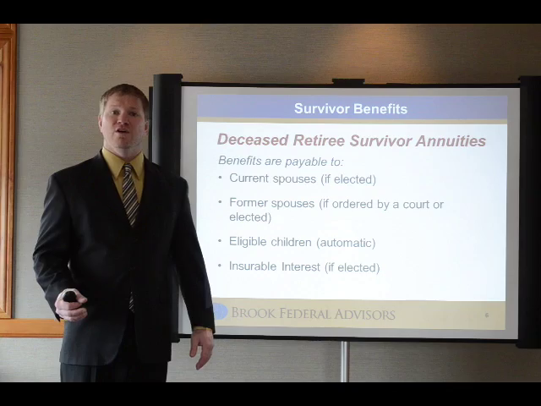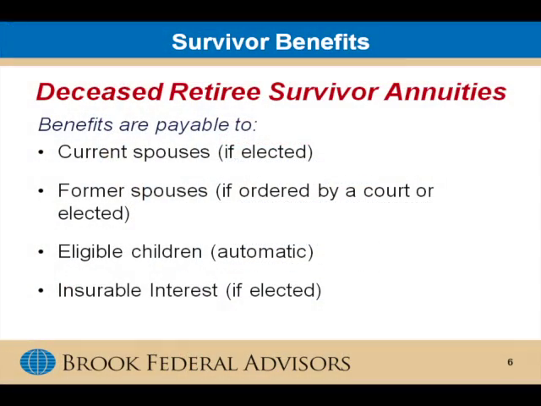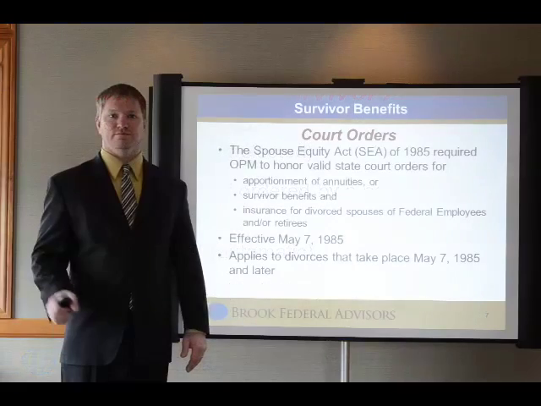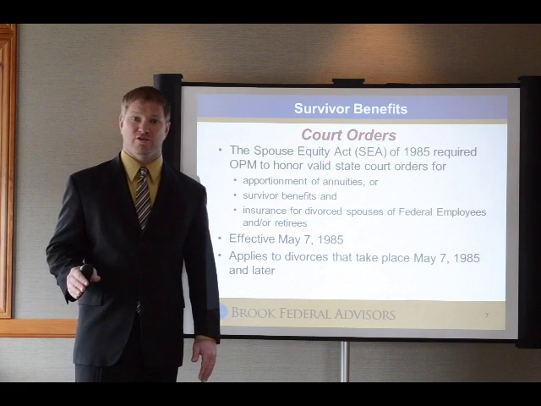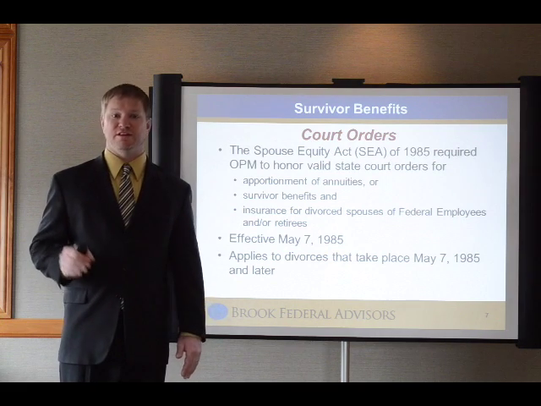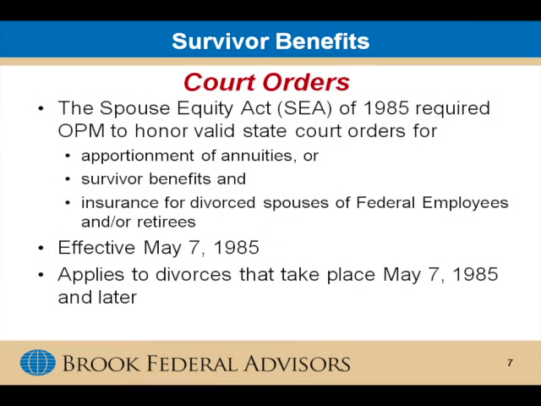Now we're going to focus on the bigger issue, which is the retiree survivor annuities and some of those options. That retiree survivor annuity can go to current spouses, former spouses, eligible children, and an insurable interest if selected. The first thing we're going to talk about is court orders between former spouses and particularly current spouses. The Spouse Equity Act of 1985 provided that OPM had to honor valid state court orders for portions of annuities, providing survivor benefits, or providing insurance for ex-spouses. That takes effect for any divorce after May 7th of 1985.